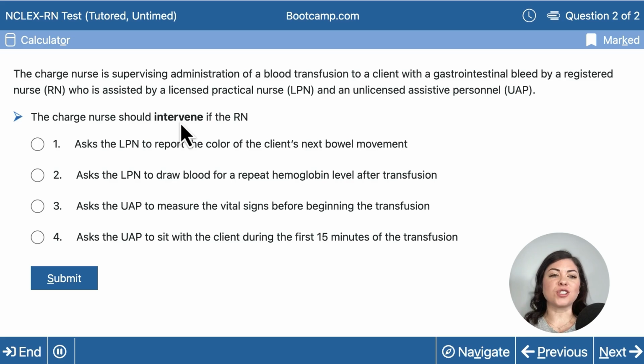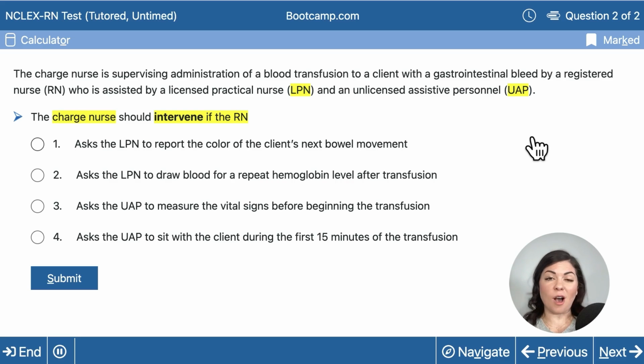The charge nurse is supervising administration of a blood transfusion to a client with a gastrointestinal bleed by a registered nurse who is assisted by a licensed practical nurse, or LPN, and an unlicensed assistive personnel, or UAP. The charge nurse should intervene if the RN. So this question is basically asking us to identify an example of inappropriate delegation. Because remember, as a charge nurse, we're only typically intervening if something is inappropriate or unsafe for a client.